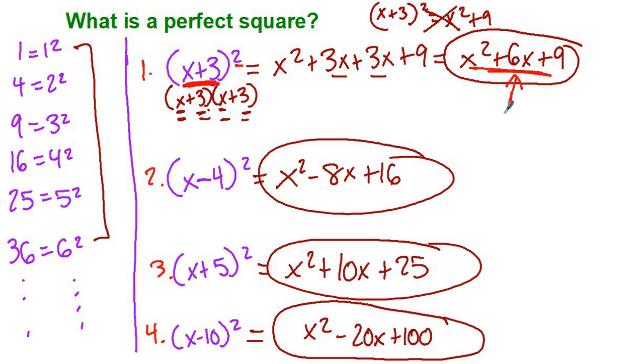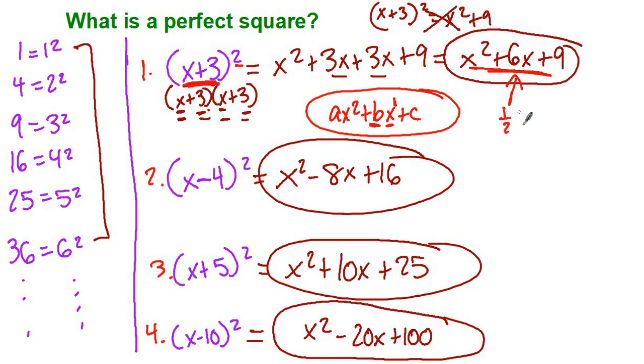If you take this middle number right here, and by the middle number I mean the b value, because remember when we write something in standard form, b is the number that's attached to x to the first. So in this case b is 6. If you take half of 6, you would get 3. And if you square 3, you get 9. Let's see if that pattern holds here. So if I take half of negative 8, I would get negative 4. And if I square negative 4, I do get 16.